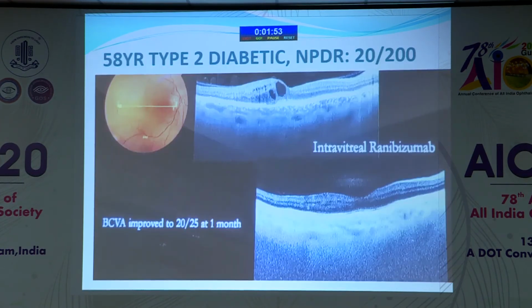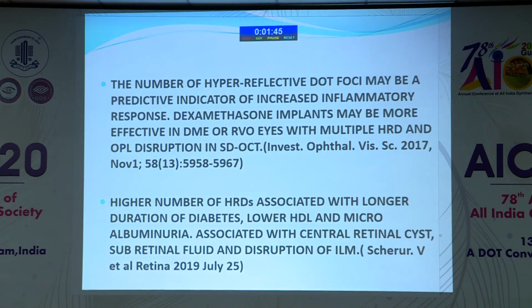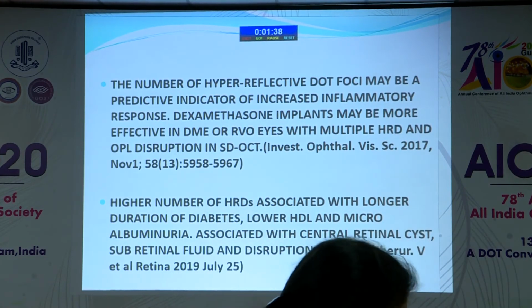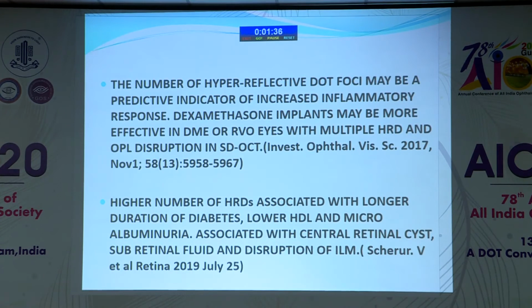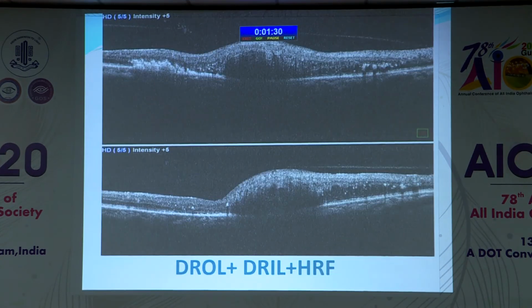And the BCVA improved after anti-VEGF. There's another case of a CME with HRE foci. So the number of hyperreflective dot foci are a predictive indicator, and these patients respond better to the steroids as compared to the anti-VEGFs. This is a mixed case of HRD with hard exudates and DRIL. There's another case with a DRIL with hyperreflective foci.